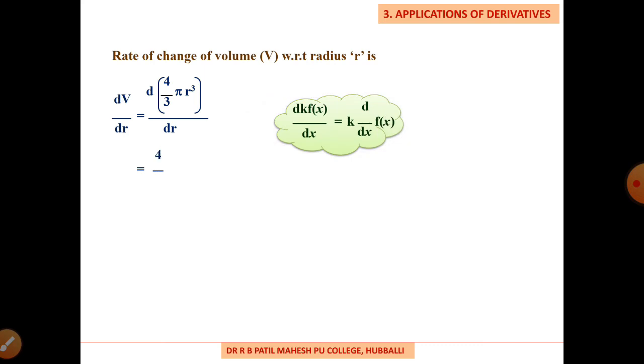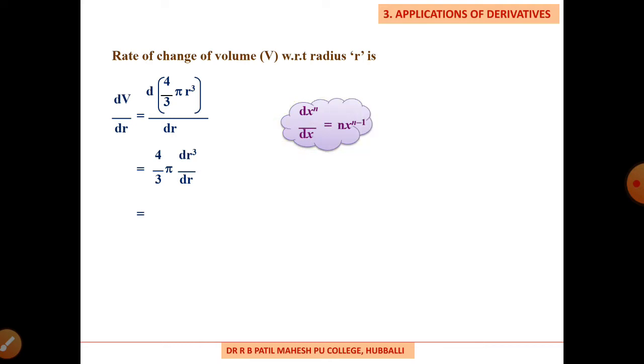Now if we simplify this, we'll get 4 by 3 pi, this one is a constant term. Next, we have to take the derivative of this R cube. So 4 by 3 pi into the derivative of R cube with respect to R. So you'll get 3 times R square. Now if we simplify this, we get 4 pi R square.